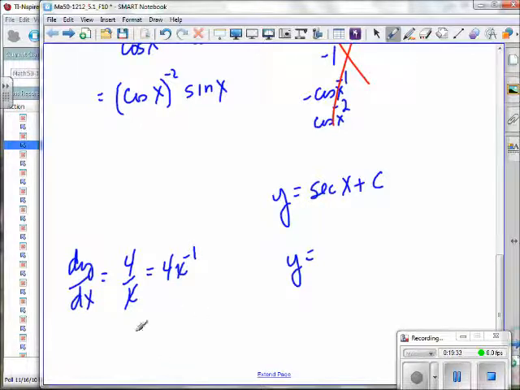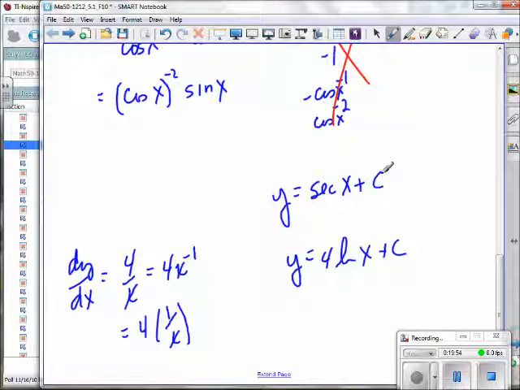So we can say, well, that's true, but it's also 4 times 1 divided by x. And that's another one of those derivatives that you may or may not remember. Yeah, the natural log. So it'd be 4 times the natural log of x plus c. Okay. What we're doing in Chapter 5 is exactly this. We are going to be given the derivatives, and we have to come up with the functions.